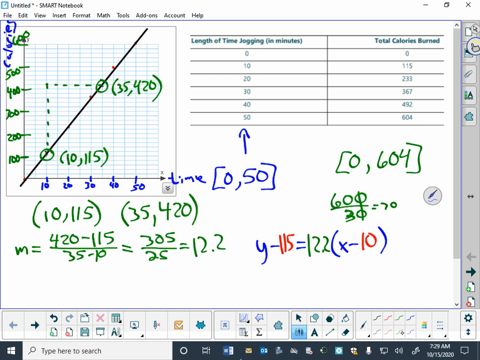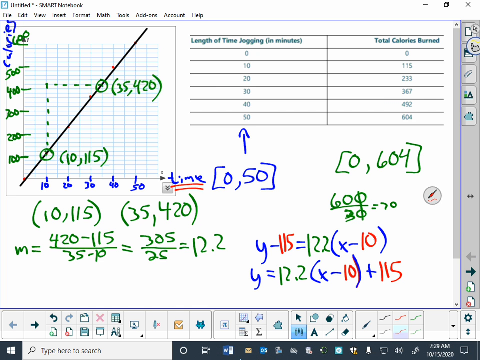Probably easier to move that 115 over. And I'm going to write this as 12.2 times x minus 10. I'm going to do that and be consistent with what I do. And then I'm adding the 115 to both sides.